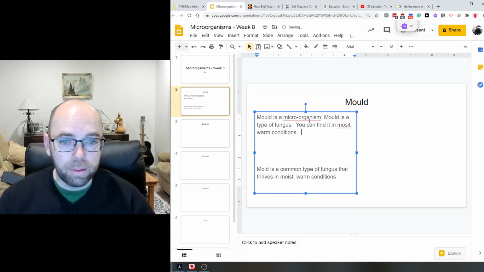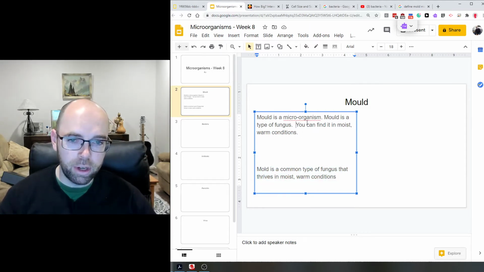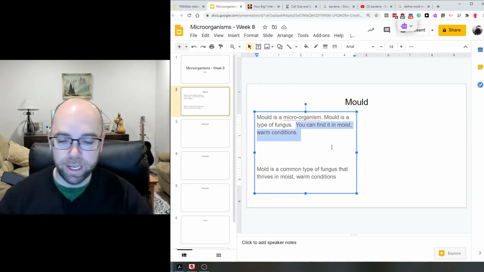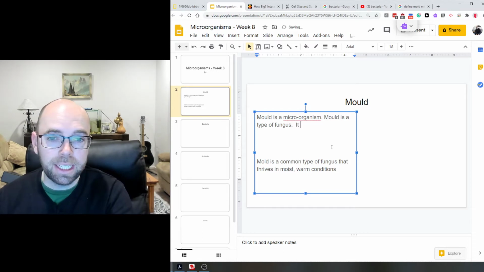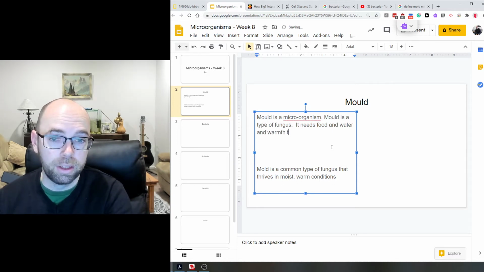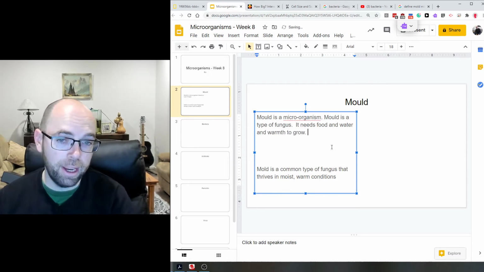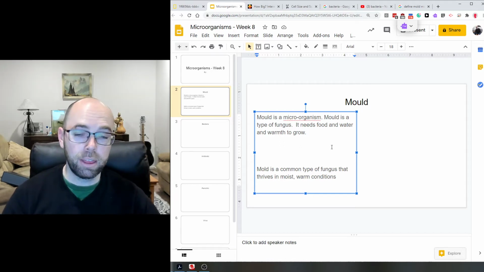Now, I spelled moist wrong. Now, that would be changing that into my own words. Okay? But we don't even have to say it like that. We could say it like we did in class, our lessons last week. You'd say, it needs food and water and warmth to grow. Okay, and that makes sense. That's why in moist and warm conditions, it thrives.